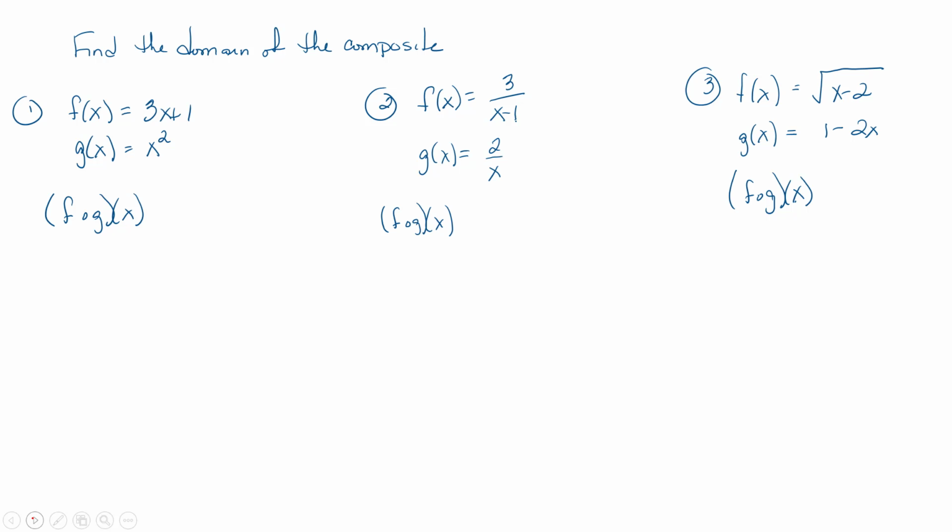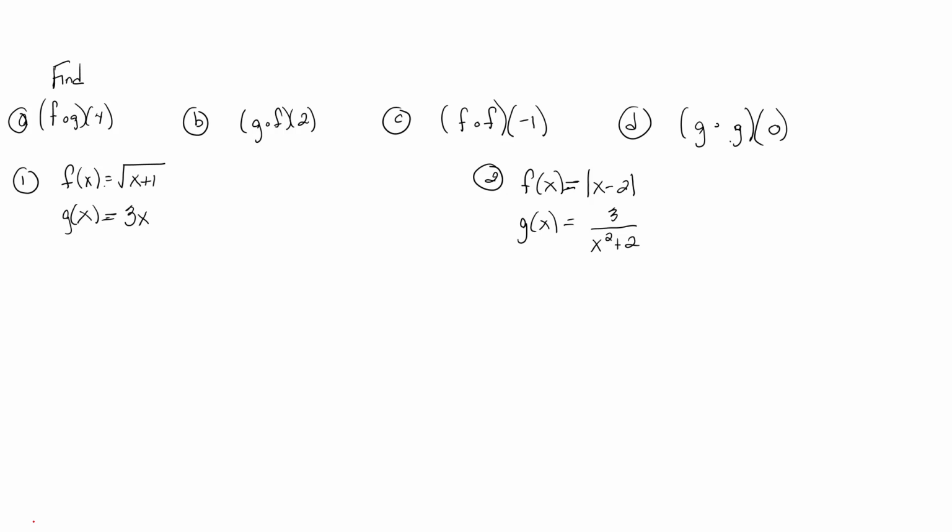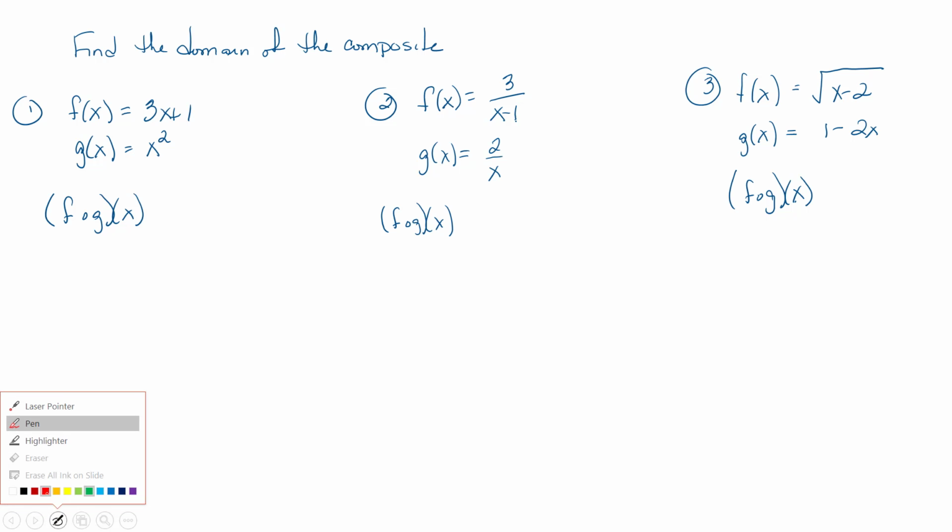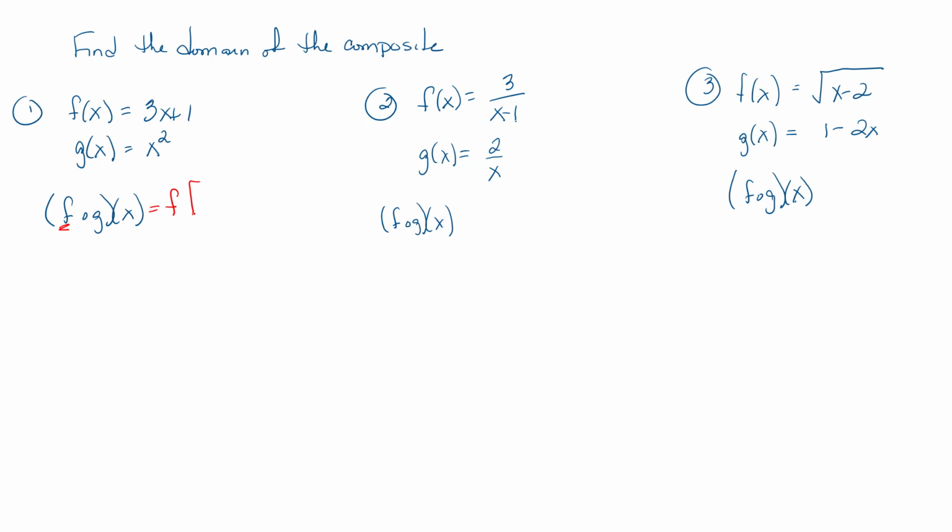In these examples, they want us to find the domain of the composite. So we're still finding the composite function, and then we need to find the domain. So let's take a look at number 1 here. According to number 1, I need to find F composite G. Well, the first function is F. That goes on the outside. The second function is G. That goes on the inside.